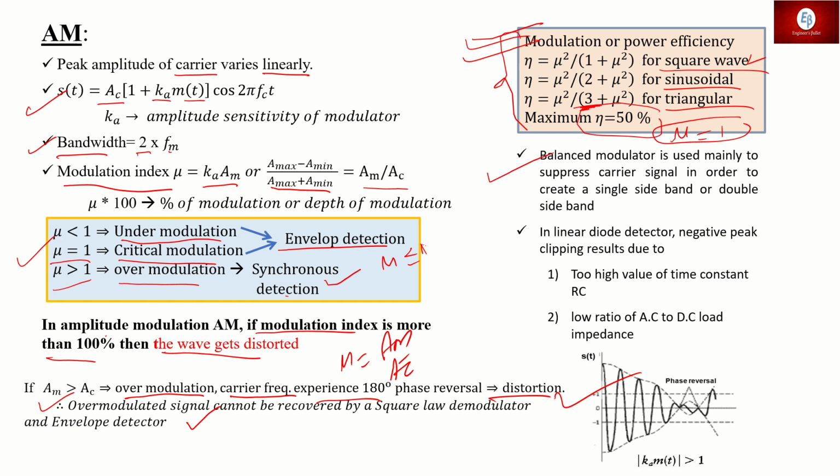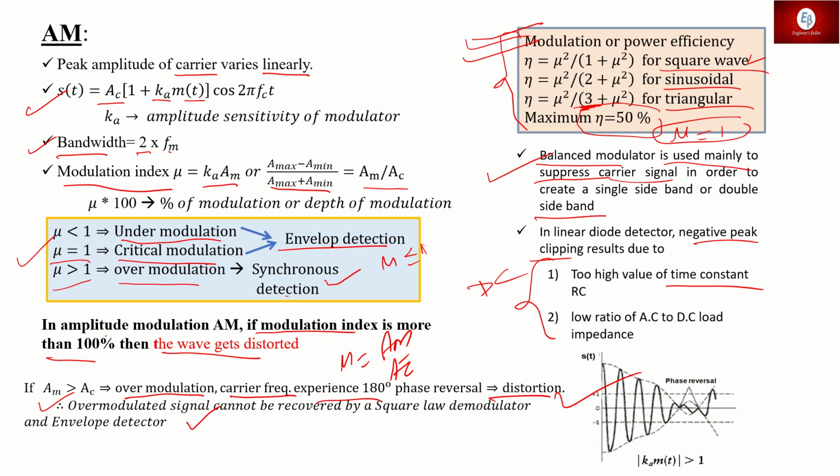Now this is an important point. The balanced modulator is used mainly to suppress the carrier signal in order to create the single sideband and double sideband. And the next point is in the linear diode detector, negative peak clipping, which is also known as diagonal clipping, results. There are two cases due to which the negative peak clipping or diagonal clipping occurs.